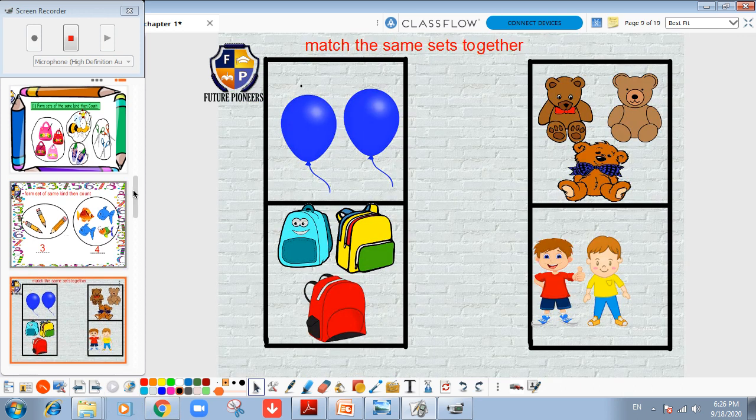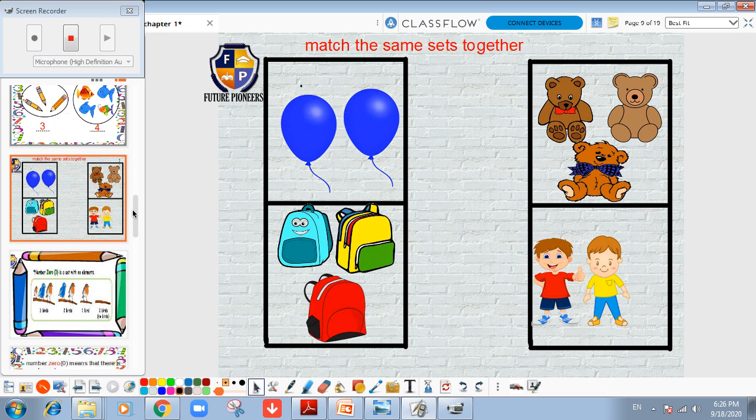Now, match the same sets together. Here I have how many balloons? 1, 2. And how many bags? 1, 2, 3. How many teddy bears I have? 1, 2, 3. And how many boys? 1, 2. So I need to match the sets with the same number of objects together.